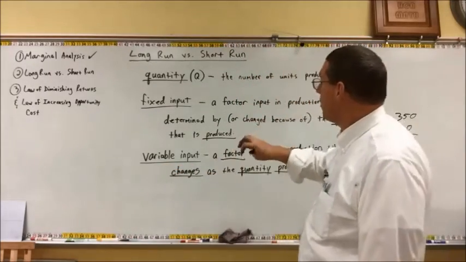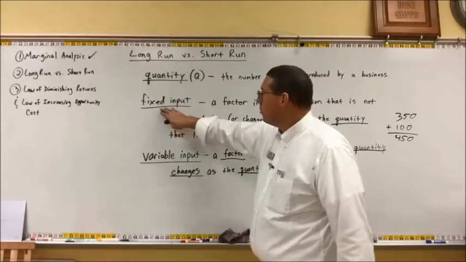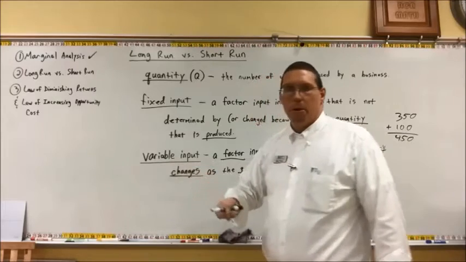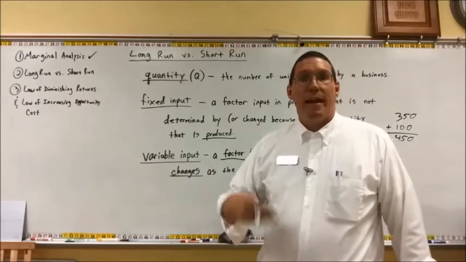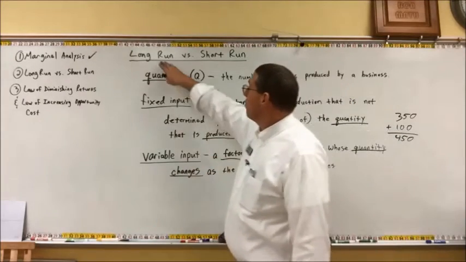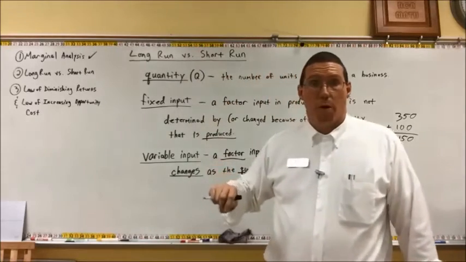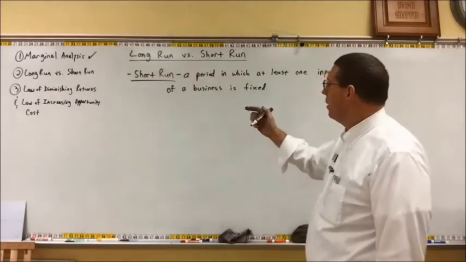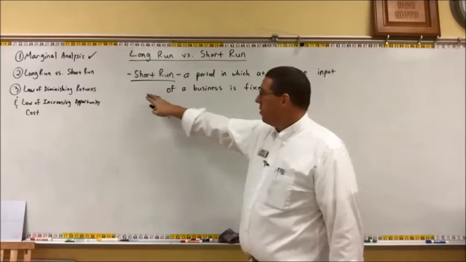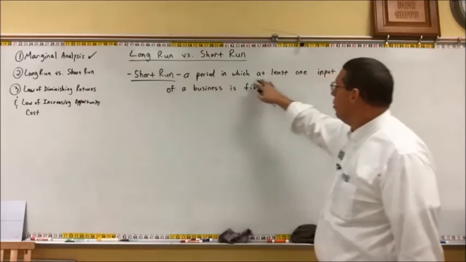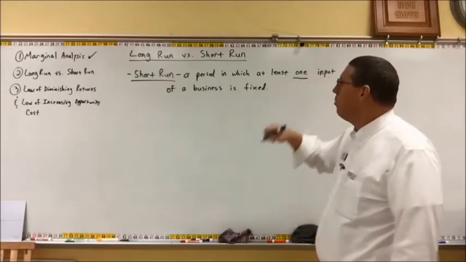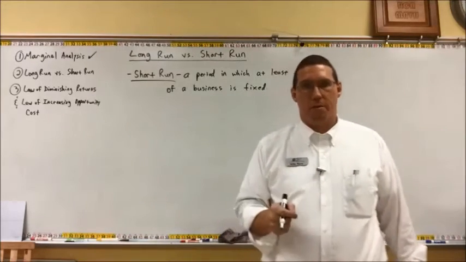So if you can understand what a fixed input is, and if you can understand what a variable input is, then now you can understand the difference between the long run and the short run. Let's start with the short run, okay? So I've got a definition here. The short run for a business is a period in which at least one input of a business is fixed.